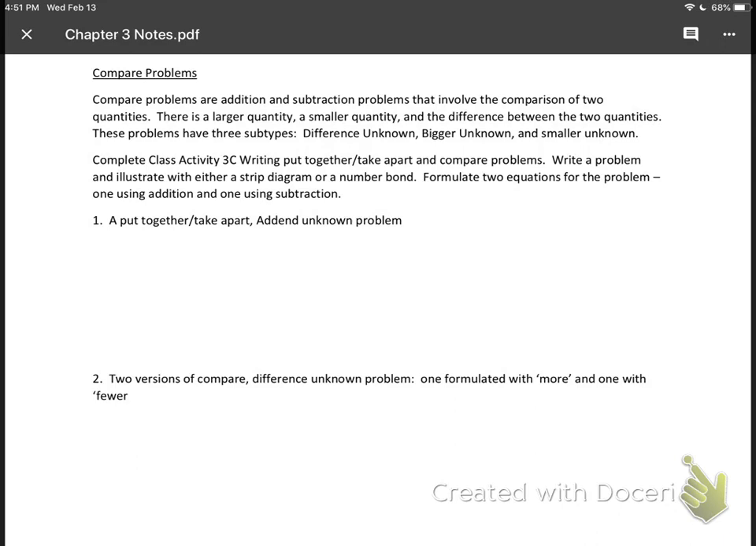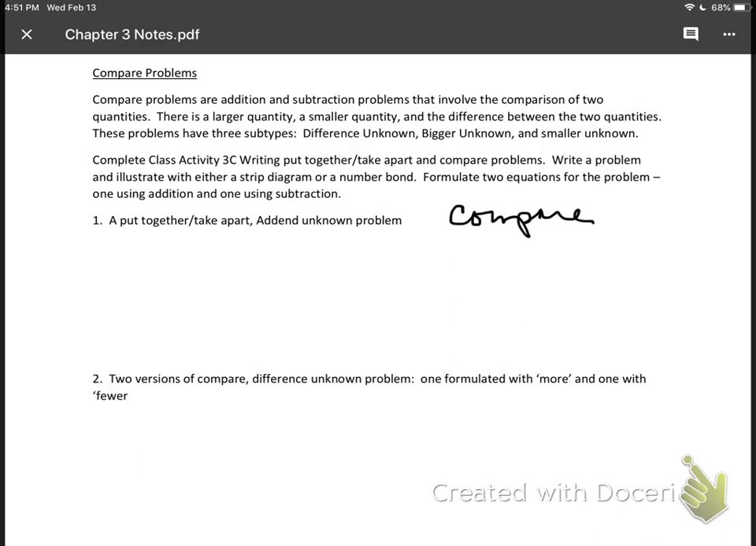So I'm using class activity 3C, and the first one just says, let's just do another put together take apart. So we're going to do an add-in unknown problem, and then after we figure it out, then I'm going to throw in a quick comparison.